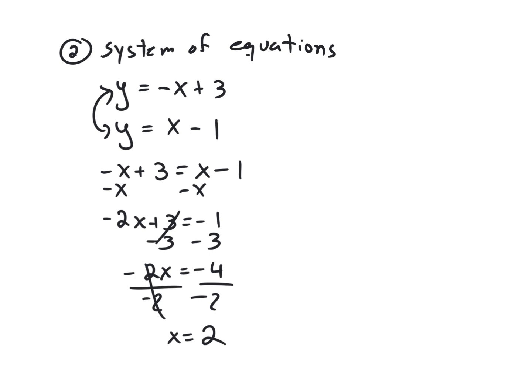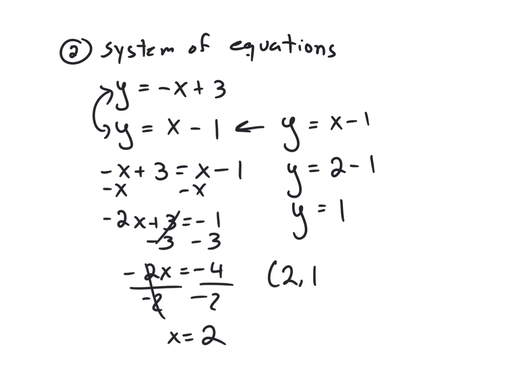So now that we found this, I'm going to use this equation right here, y equals x minus 1, and plug that 2 in to find its coordinate pair. 2 minus 1, y equals 1. So now we know that at (2, 1), the perpendicular lines intersect.